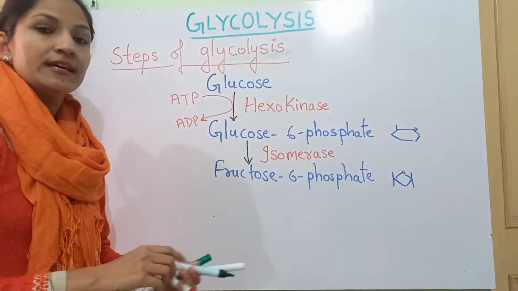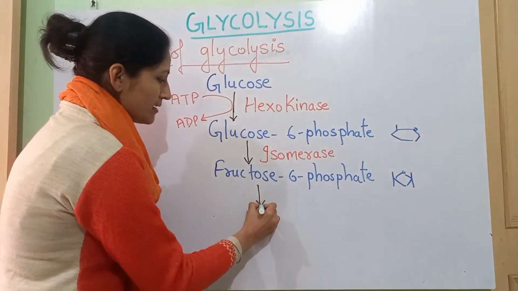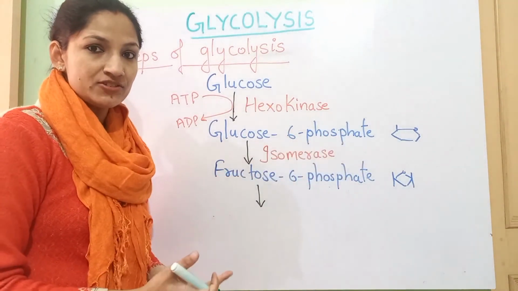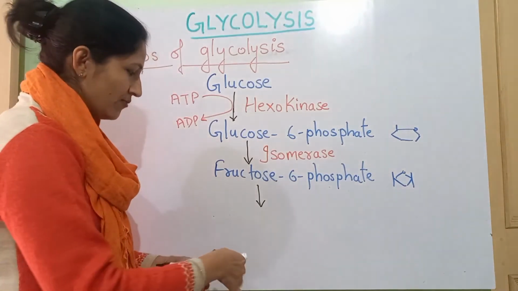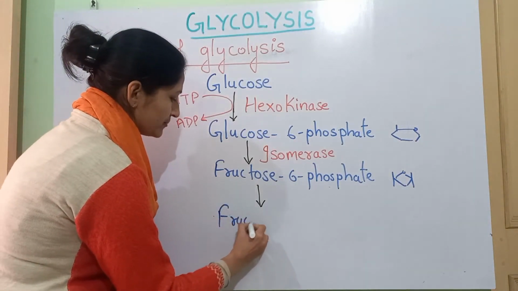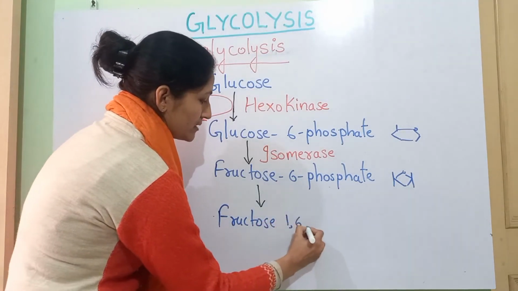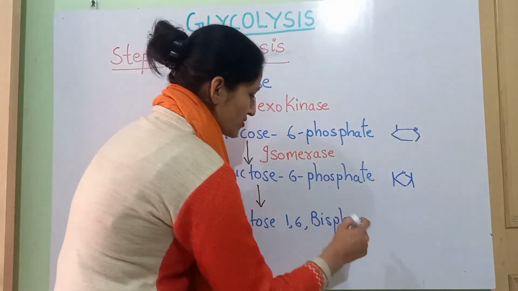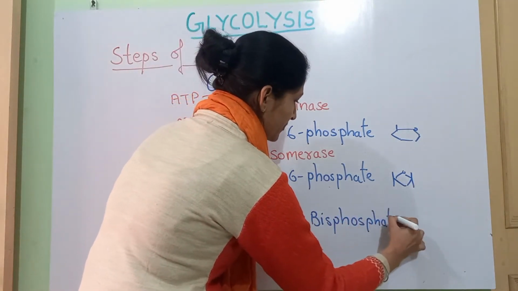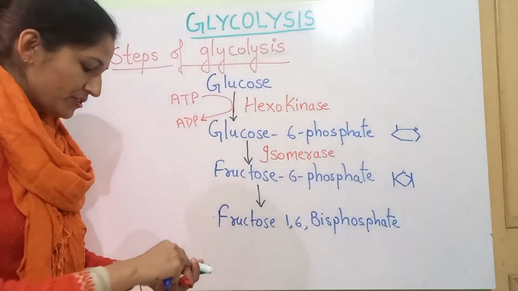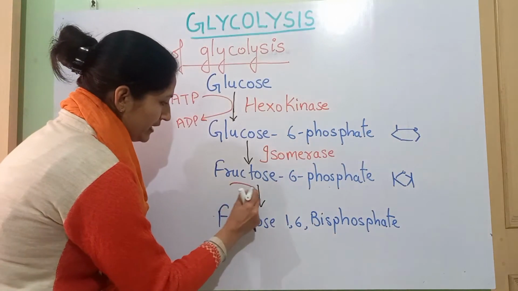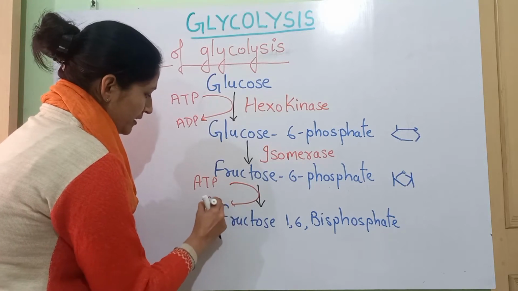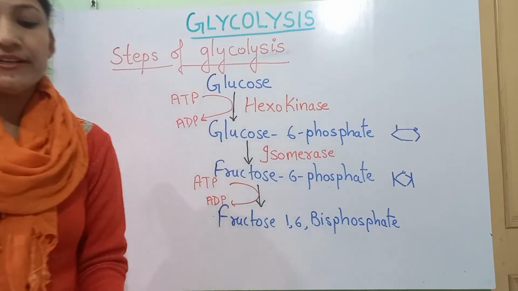Got it? Now, in the next step, this fructose again gets phosphorylated at that second side chain. Now we will be forming fructose 1,6 bisphosphate. Bisphosphate means two phosphate groups are added over here. Okay, and this is again going to happen by the use of ATP. So two ATP molecules are used till now. ADP is formed. Got it?